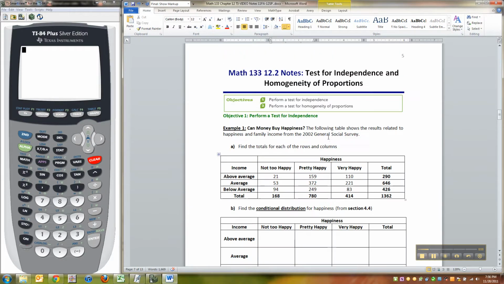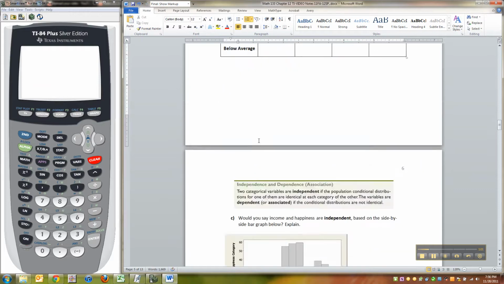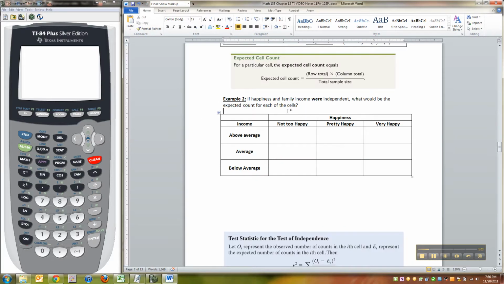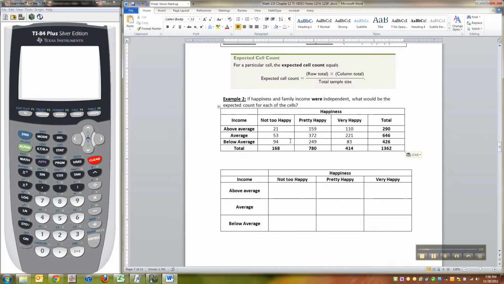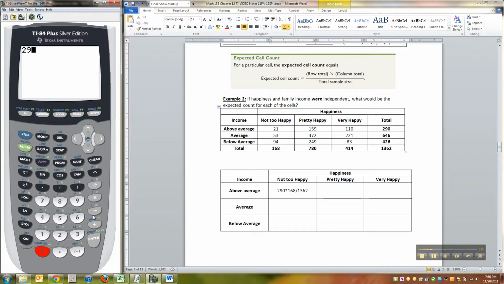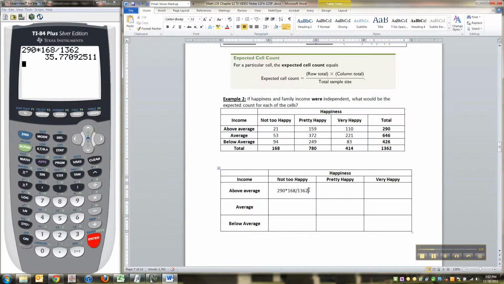So for example, this right here would be the row total times the column total divided by the total sample size. Just for the sake of my own sanity, I'm going to paste this in here so you can see it. So this would be 290 times 168 divided by 1362. If these were truly independent, that's how it would work. So that would give me 35.7709.